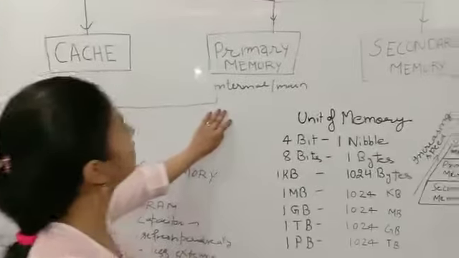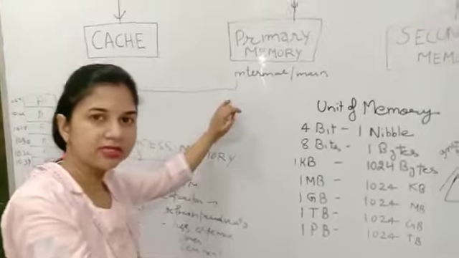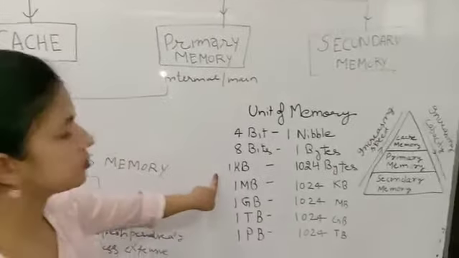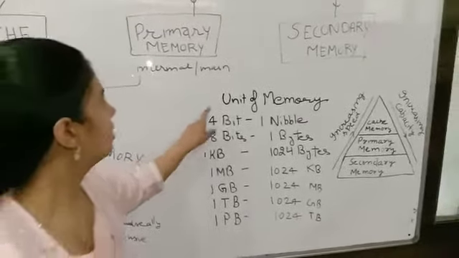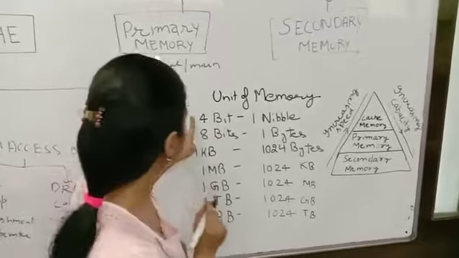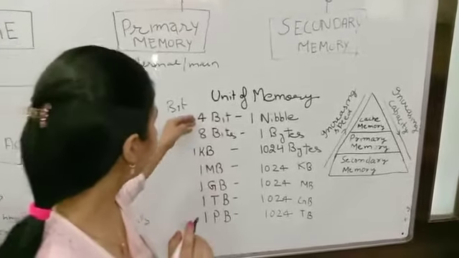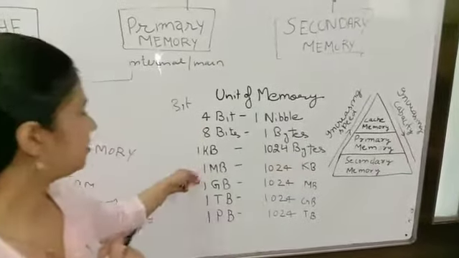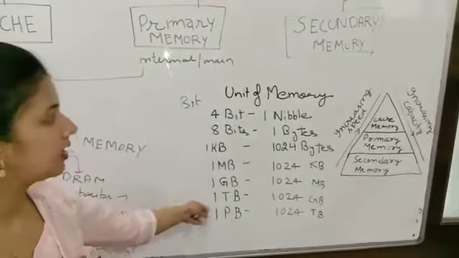We measure memory by these units. The smallest unit of memory is a bit. Here we have 4 bits, 8 bits. 1 kilobyte is equal to 1024 bytes, then megabyte, gigabyte, terabyte, petabyte, and so on.